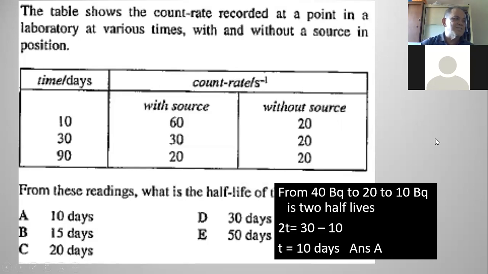Okay, let's try to solve this one. A table shows the count rate recorded at a point in a laboratory at various times with and without a source in position.